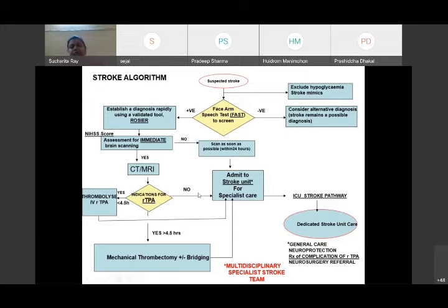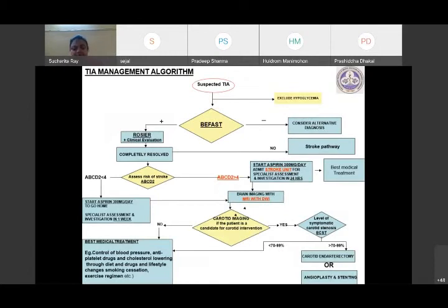So this is usually the algorithm for management of stroke. And once the patient has gone ahead, then the patient may be managed accordingly or taken up for rehab and other services. For TIA, like we were discussing, I shall probably be skipping it. It's almost the same. I shall be skipping it.